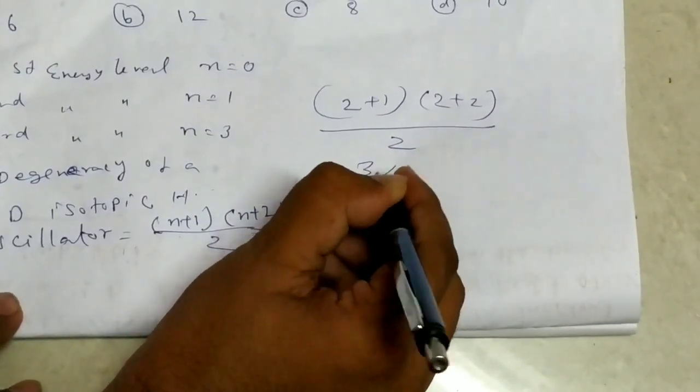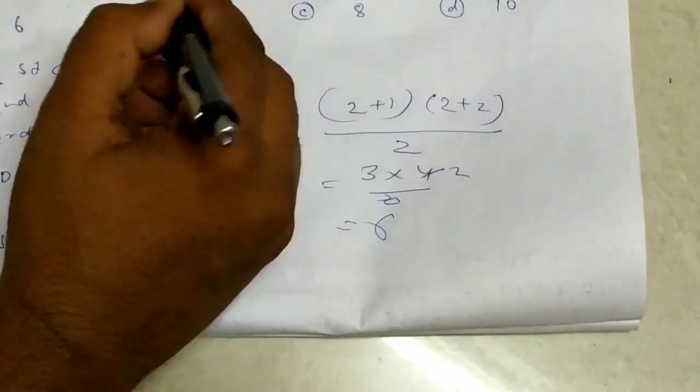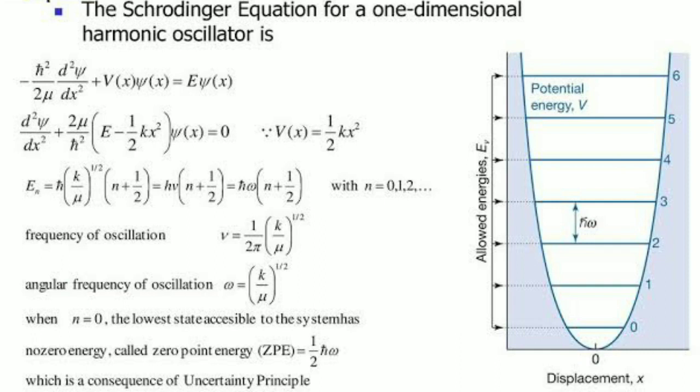That means 3 into 4 by 2. That means 6 is the answer. Now we discuss another simple harmonic oscillator problem.